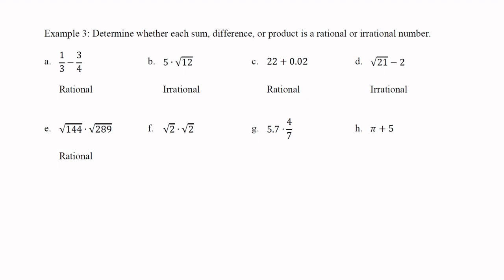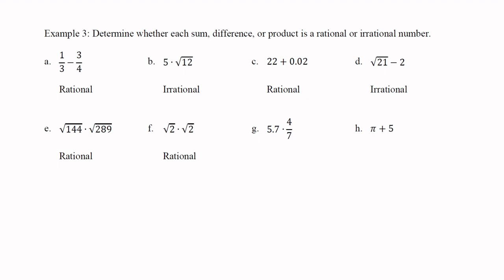Now for F, square root of 2 is irrational, but we're also multiplying it by itself. The square root of 2 times the square root of 2 is going to give us 2 as a result. You can do that in your calculator and see that for yourself. So 2 is definitely a rational number, so we have a rational result here.